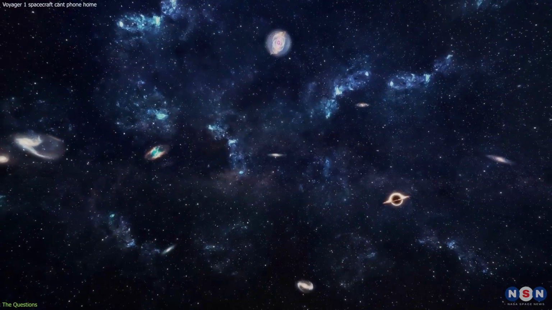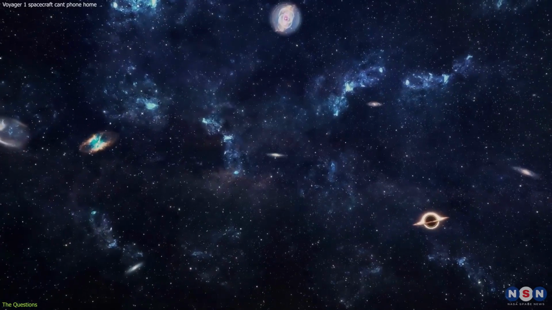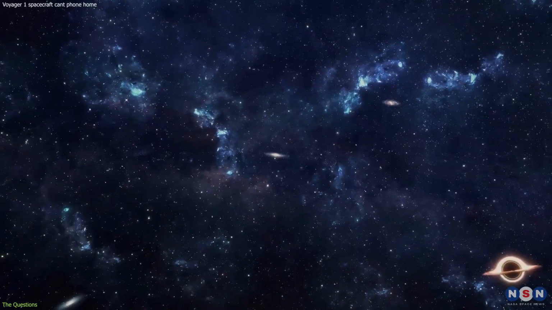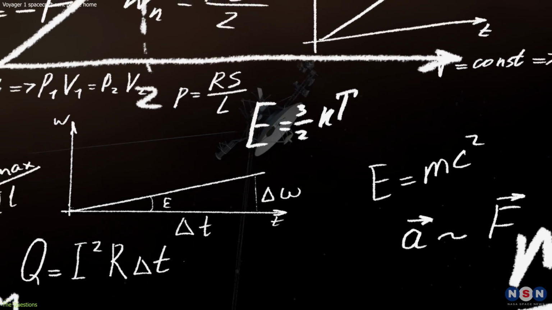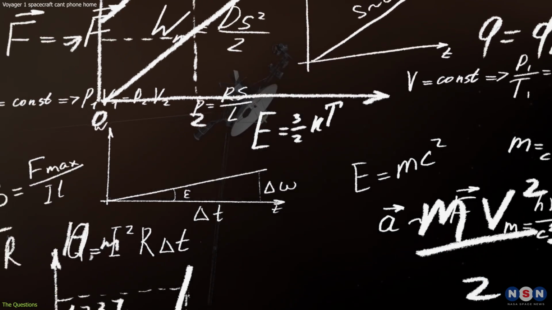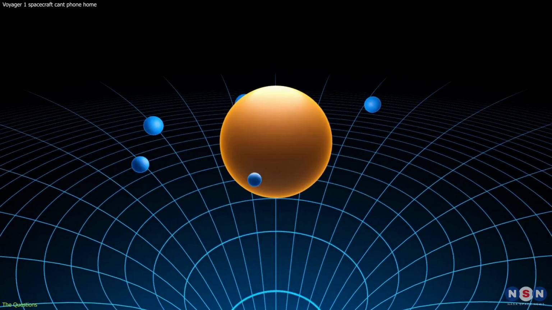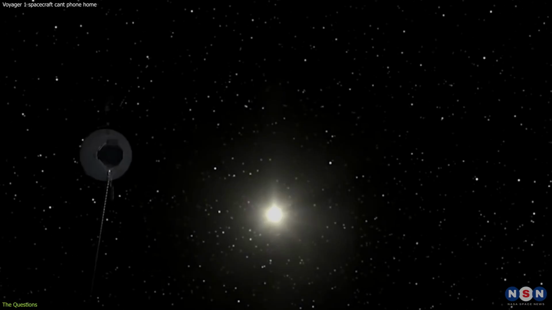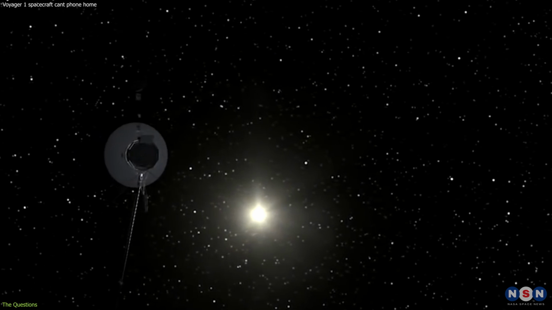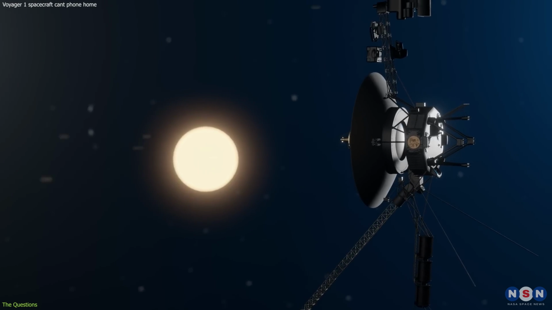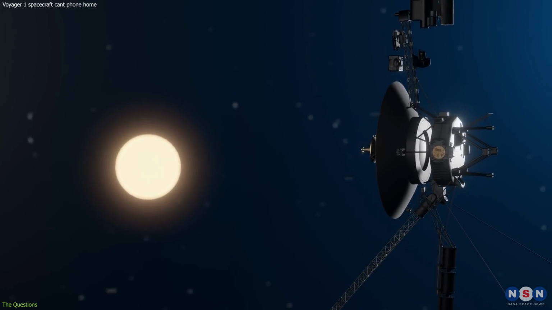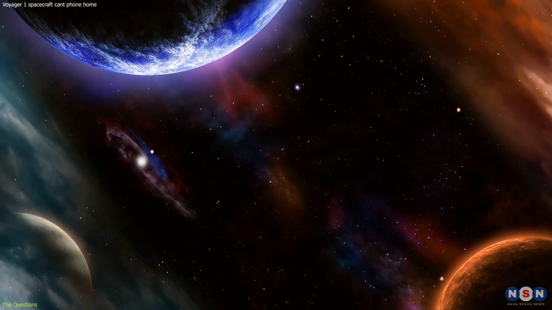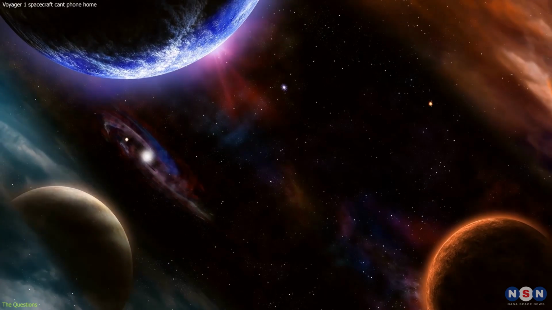The probe can also detect the presence and influence of other stars and galaxies, and possibly other forms of life. The probe can also test some of the fundamental laws and theories of physics, such as general relativity and quantum mechanics, and see if they hold true in interstellar space. The probe can also provide new insights and perspectives on our place and role in the universe, as well as our connection and relation to other worlds and beings.